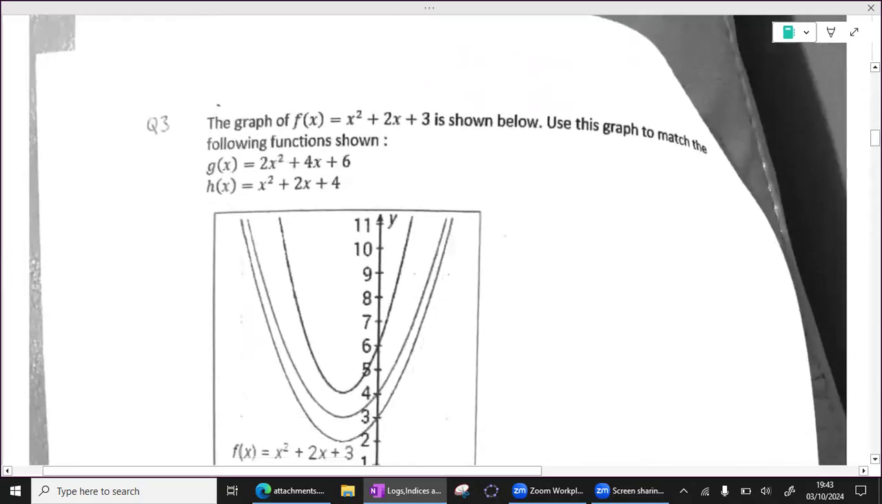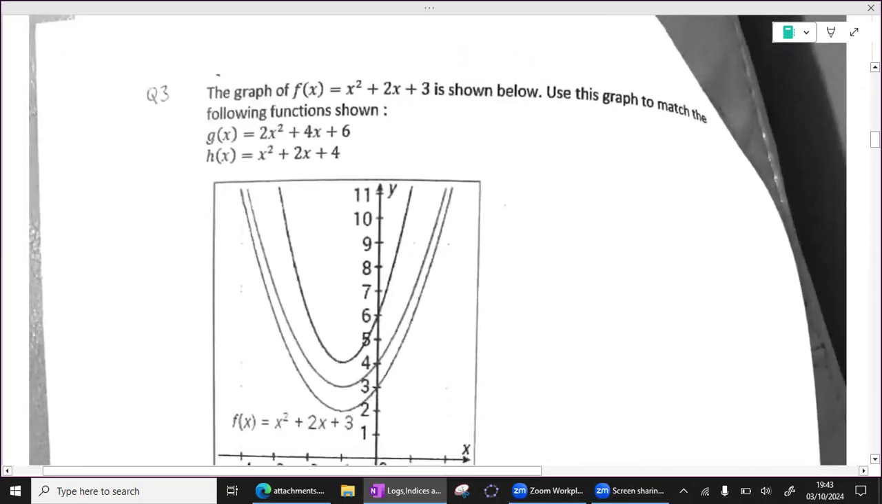Okay, the next one. Again, this was another really straightforward one. Some of you went off and started graphing these on the calculator. There was absolutely no need to do that. So what have we learned here? For this one, we had the original graph as x squared plus 2x plus 3. So we had that original graph here at the bottom. So that was the first one.